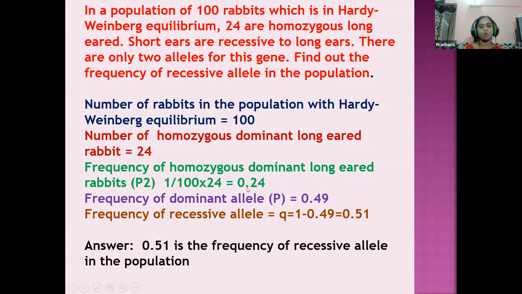And the frequency of the dominant allele p, which is 0.49. The frequency of the recessive allele, the allele that is q, is 1 minus 0.49. So that is 0.51. So 0.51 is the frequency of the recessive allele in the population. So children, we have studied about the Hardy-Weinberg equilibrium, which speaks about the allele frequencies and the genotype frequency.